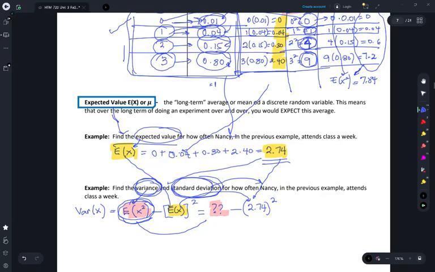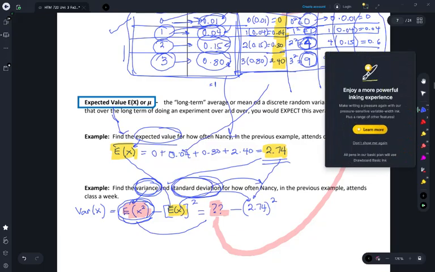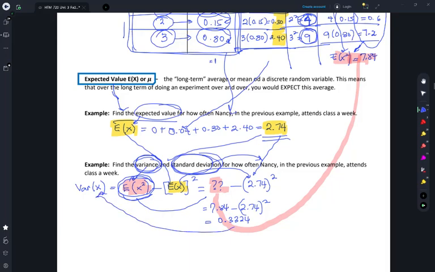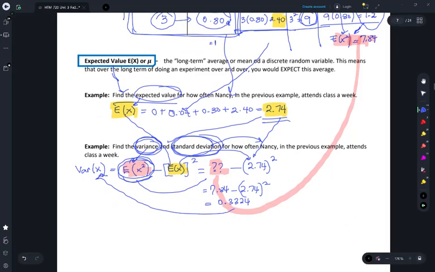We're going to drag that result back into this formula here. And so what we need is 7.84 minus 2.74 all squared, which will give you 0.3324. This is the variance of the number of times that Nancy attends classes weekly.